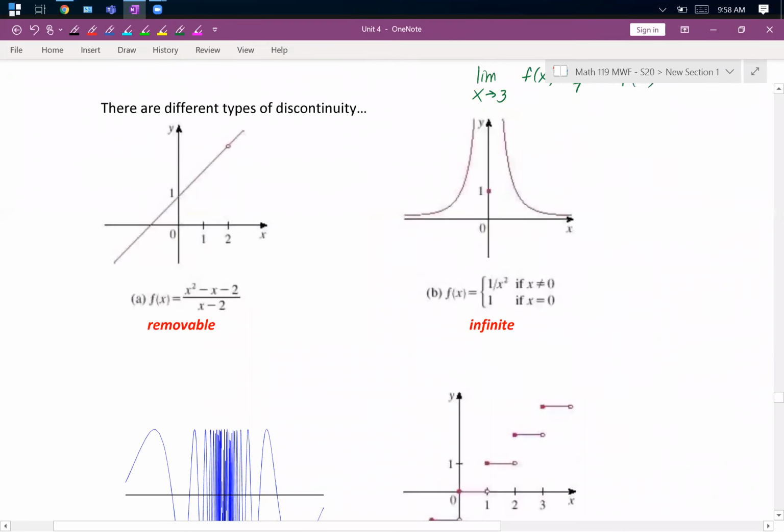Well, there are several different types of continuity. I'm sorry, you guys. I need just one second to get my kid on his Zoom meeting. I'm sorry.